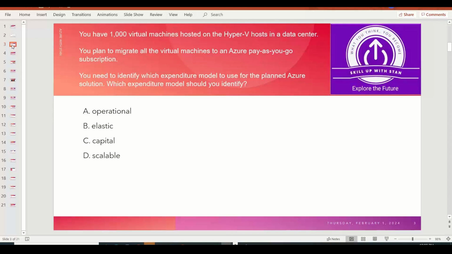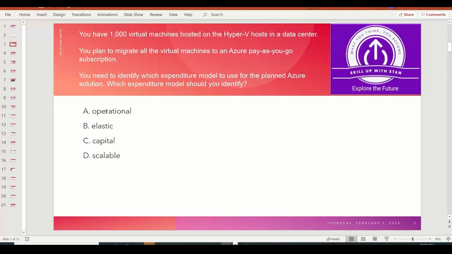So the first question. There might be some distracting lines which you can ignore. The crux of the question is that we need to identify the expenditure model for the planned Azure solution. We are planning to have 1,000 virtual machines hosted on Hyper-V hosts, which are currently in the data center, and we are planning to migrate all of the virtual machines to an Azure pay-as-you-go subscription. So they are asking what expenditure model will be the destination model.